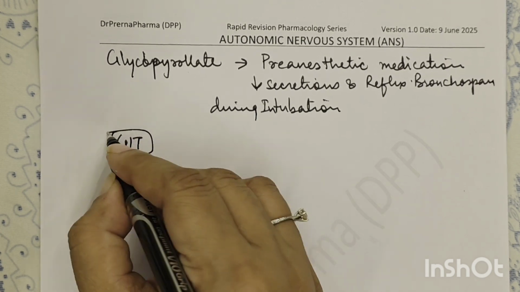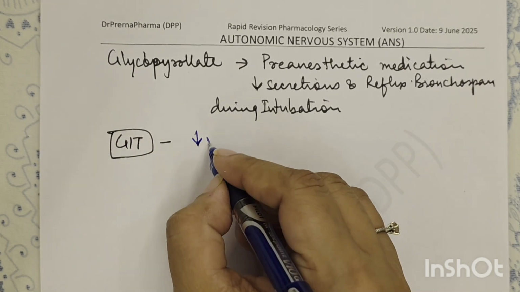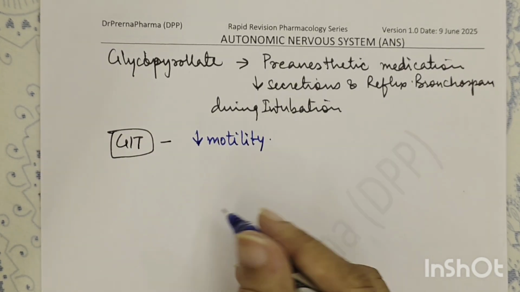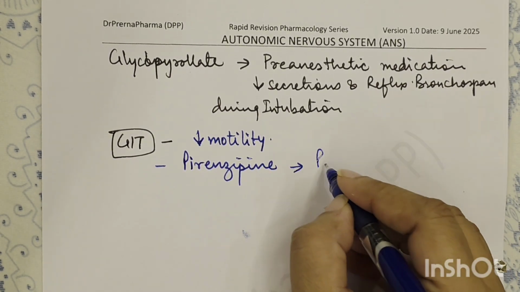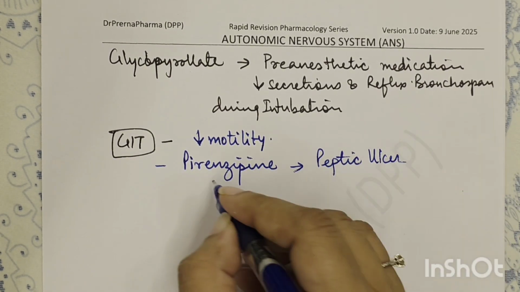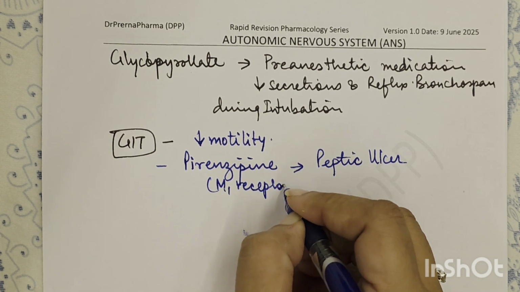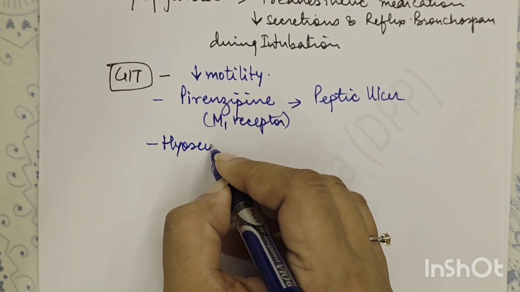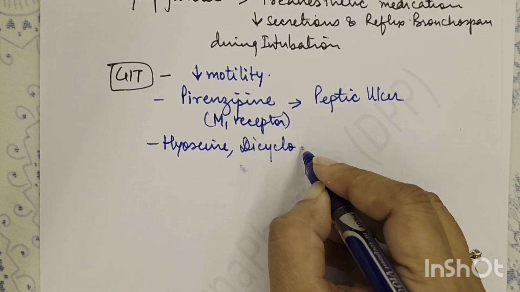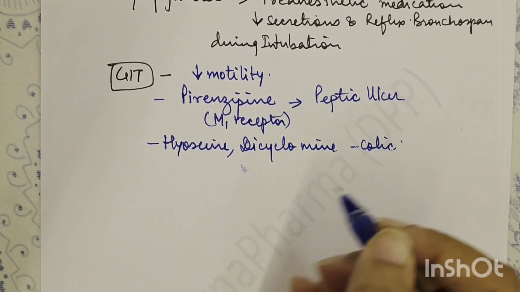Then in GIT, what is the action in GIT? It causes reduced motility. Now there is a drug which is pirenzepine. Where is this pirenzepine used? It is used in peptic ulcer because of its action on M1 receptor, right? So this is used in peptic ulcer. Then other drugs which are used in GIT are hyoscine and dicyclomine. Specifically, it is used in colic pain, reduces the spasm.